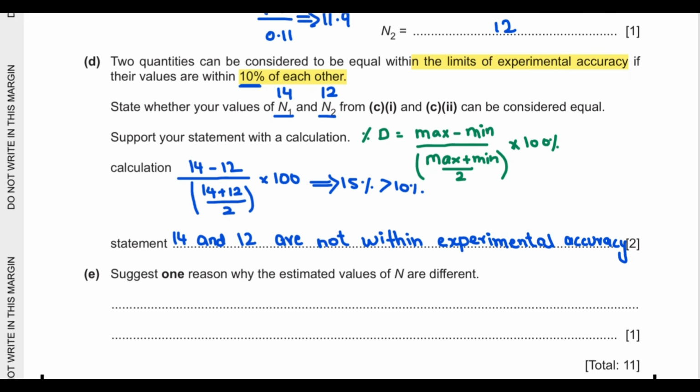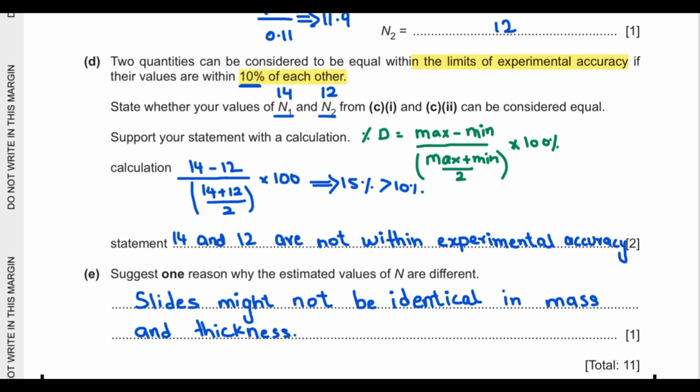E part says, suggest one reason why the estimated values of N are different. Why are we getting 14 one time and 12 one time? Because the slides might not be identical in mass and thickness. That's why we are getting different values.